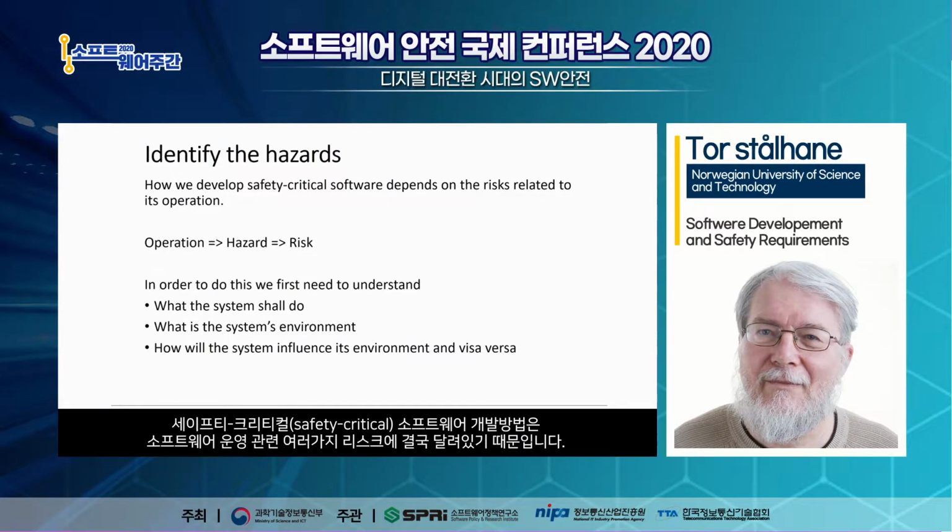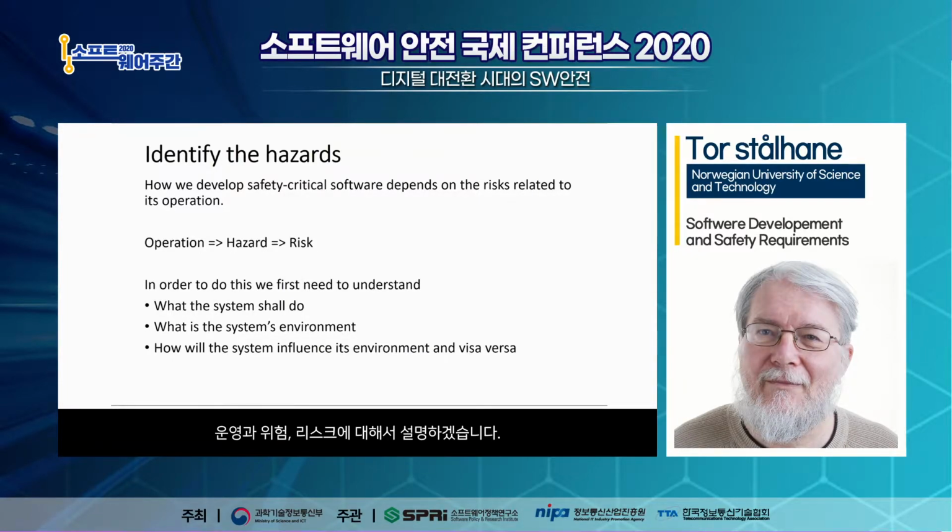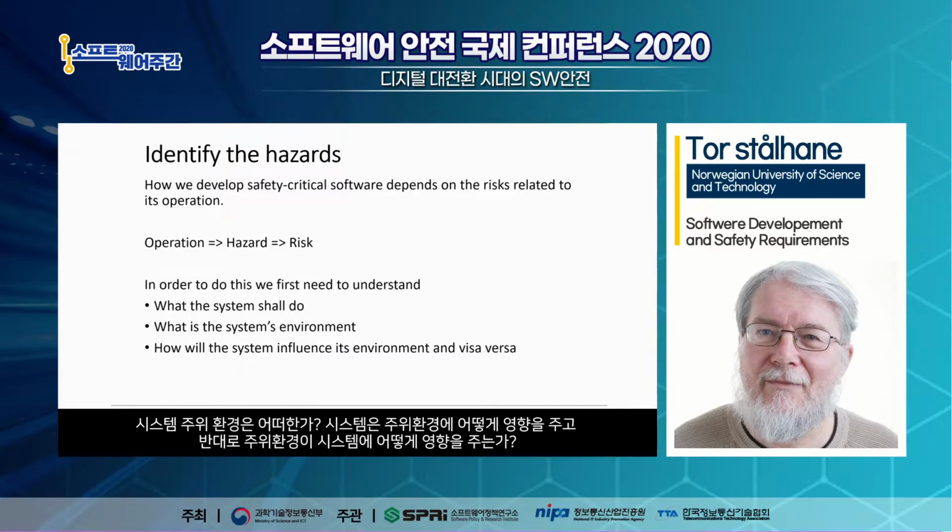How we develop safety critical software depends on the risk related to its operation. We're talking about operation to hazard to risk. And in order to do this, we first need to understand what the system shall do, what is the system's environment, and how will the system influence its environment, and vice versa.